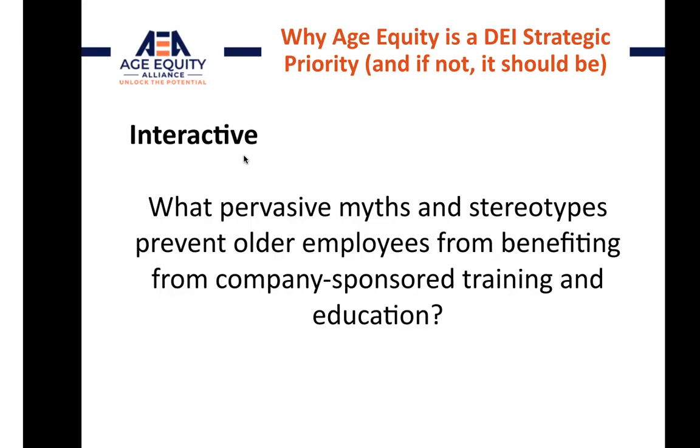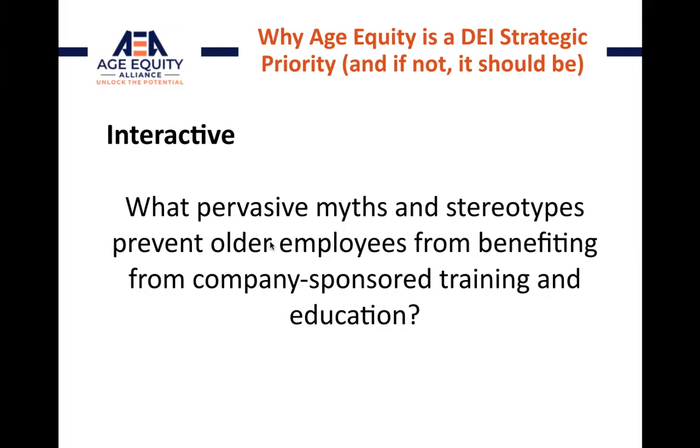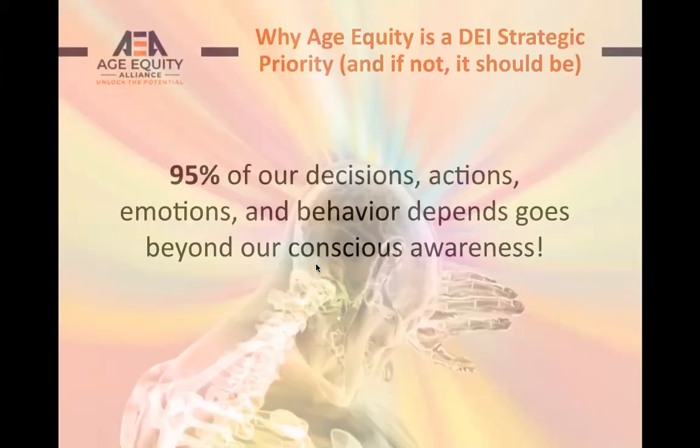Okay, so let's go back to Levy's definition. When ageist stereotypes are internalized, they then become a default behavior. And that's actually very dangerous because 95% of our decisions and actions and emotions and behavior goes beyond our conscious awareness. And this is according to cognitive neuroscientists. So if 95% of our brain activity is beyond our conscious awareness, that means that we're operating on our default biases all the time. And that often predicts our thoughts, our words, and our behaviors.